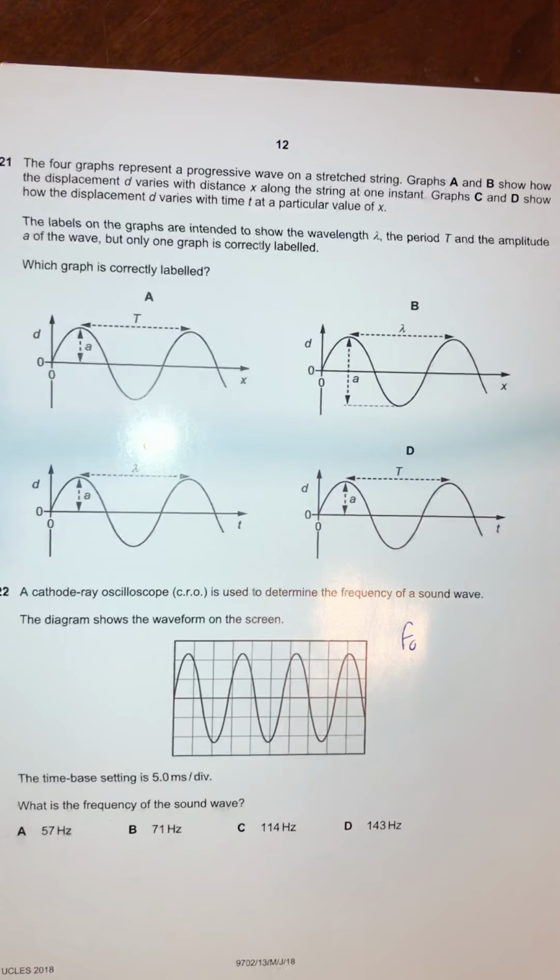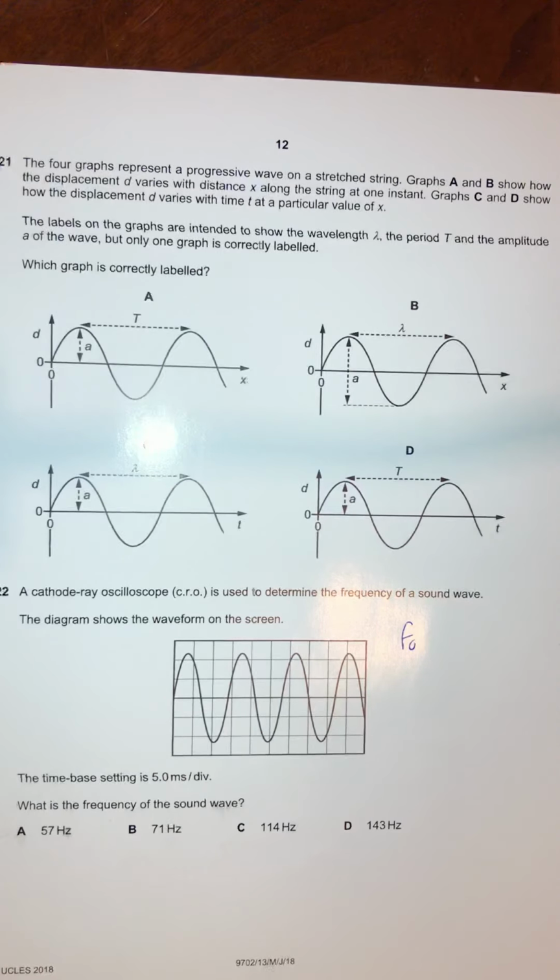In this video, I'll be going over questions 21 and 22 from paper 13, May-June 2018 for AICE Physics, syllabus code 9702. Question 21 says, the four graphs represent a progressive wave on a stretched string.